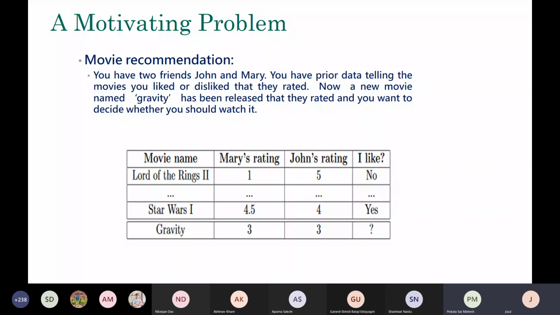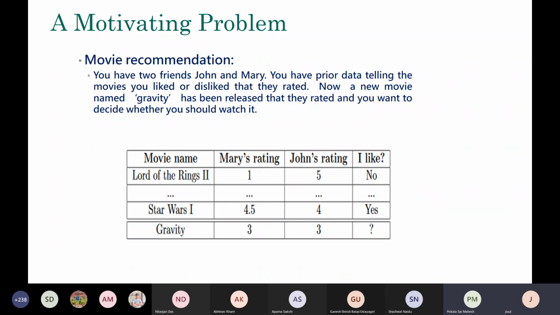In the data, you have the movie name. Then the rating from Mary for that particular movie, and for this movie, John's rating is also there. The rating is a numeric value, say from 1 to 5. And the target variable is whether you liked this movie or not. That is the past data that you have. Similarly, for Star Wars 1, you have Mary's rating 4.5, John's rating 4, and you actually liked this movie, something like this. Now, Gravity, a new movie.